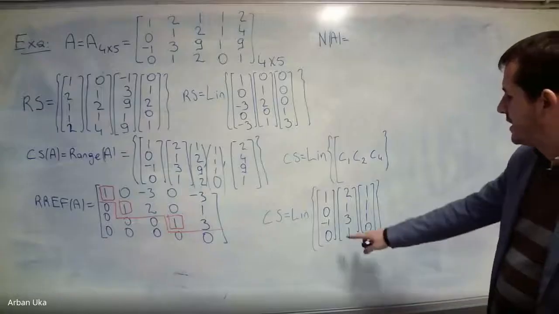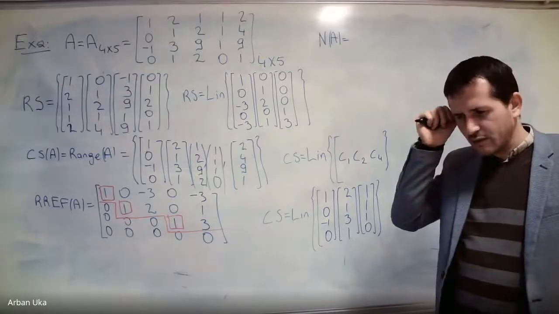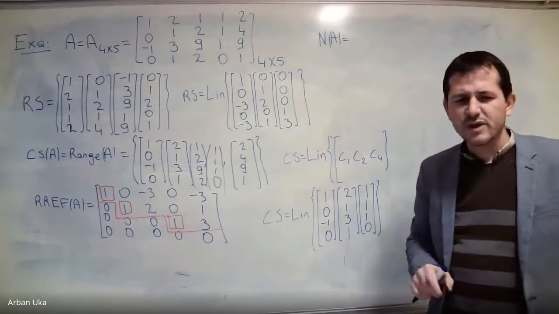Professor, I have a question. For the row space you took the vectors from the reduced row echelon form, while for the column space you took them from the original matrix. Why? This is a good question, and this is the difference between row space and column space.